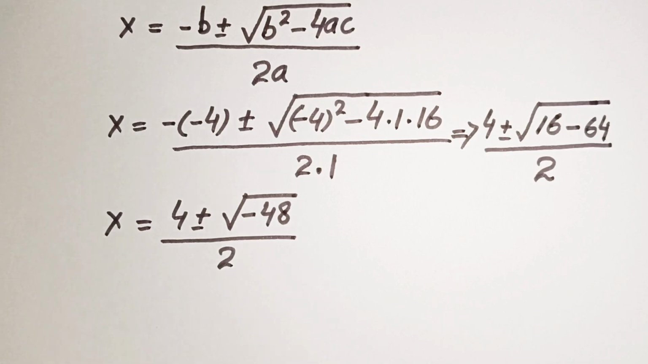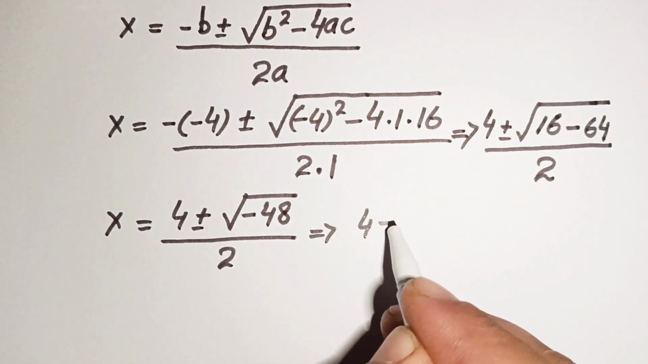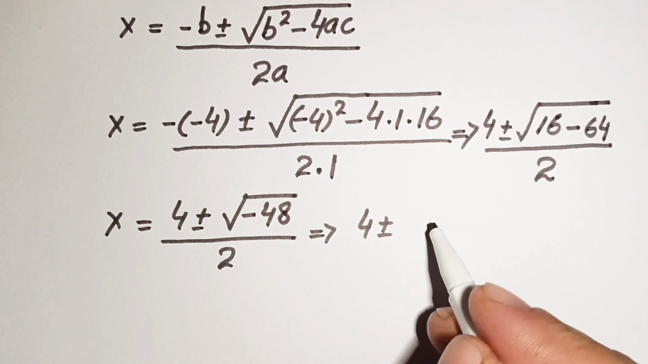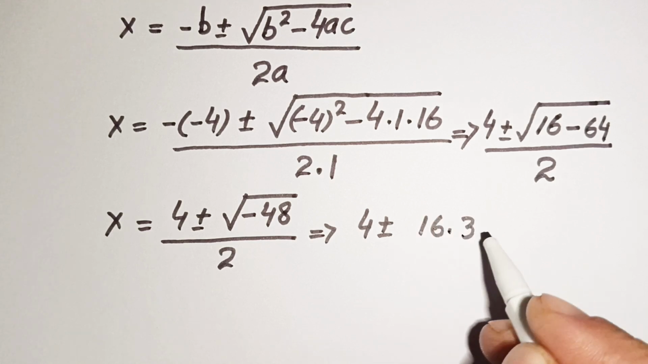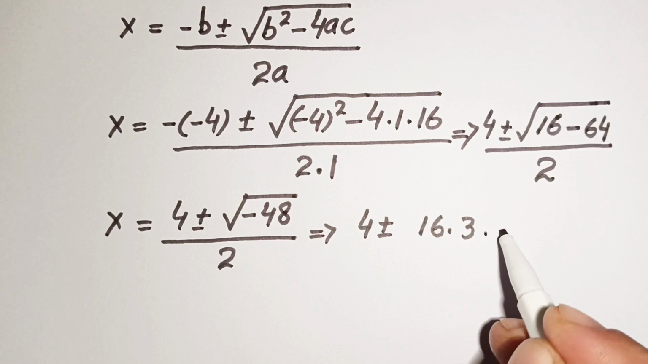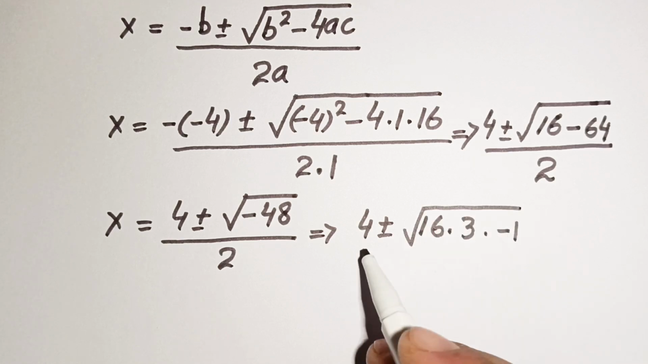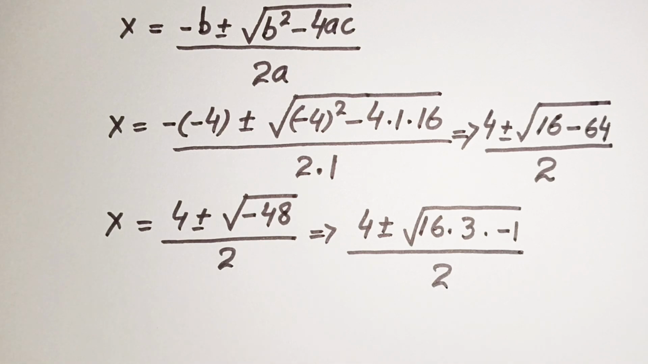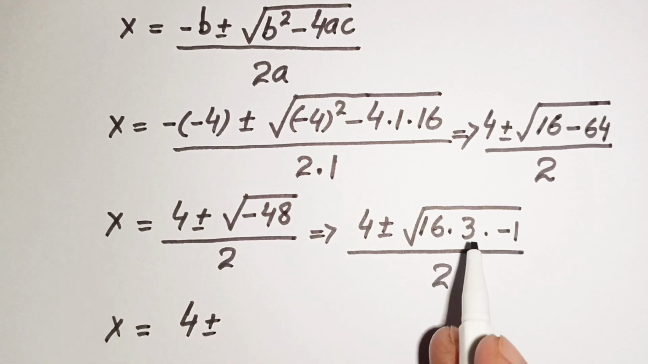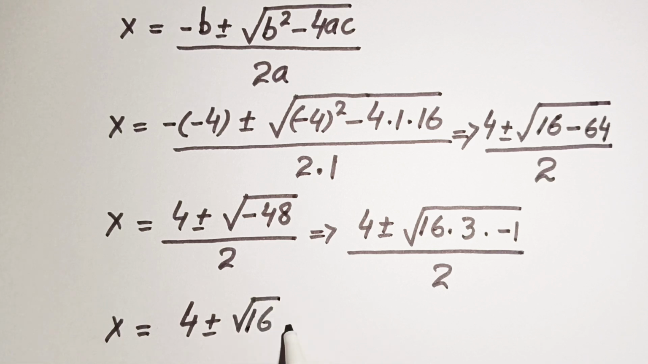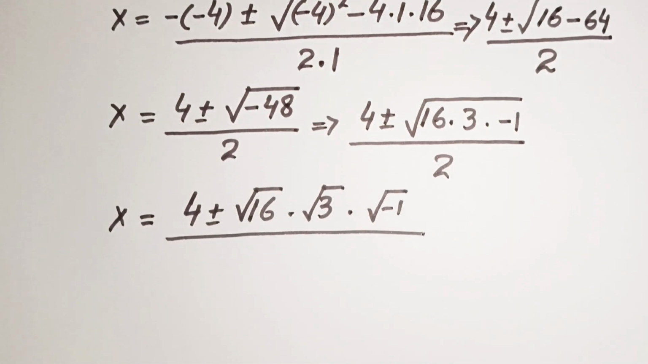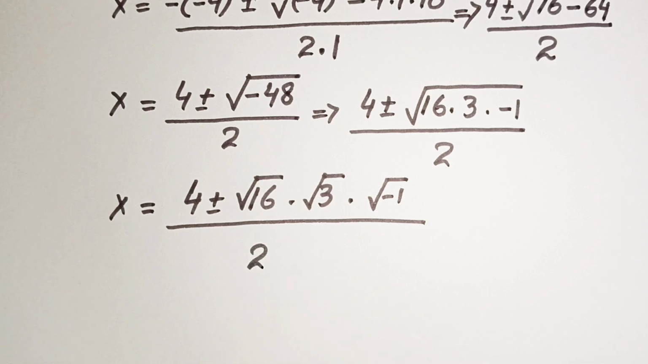Now our next step will be 4 ± √ of 48, which can also be written as 16 times 3 times −1, all over 2. Now x = 4 ± ..., and if we write separately these terms under the square root, we have √16 times √3 times √(−1), all over 2.